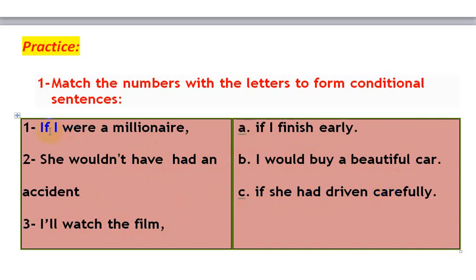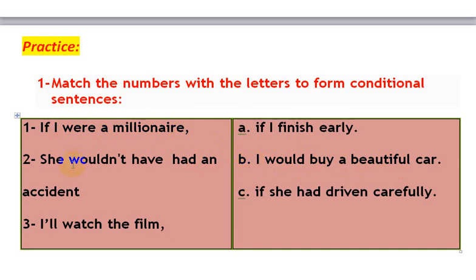So let's look at the first one. If I were a millionaire, which one do you think we could go with? This looks like a second conditional, so I guess we need to use B. If I were a millionaire, I would buy a beautiful car. A millionaire could buy something bigger than a car, I guess. Anyways, as you can see, here is if plus simple past, and then would or could or might plus base form. As you have seen in your lesson, this expresses an imaginary, hypothetical, not real situation.